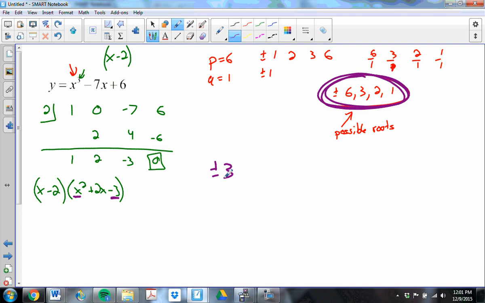My P value is, I got those backwards anyways, P is -3, Q is 1. It doesn't really matter, -3 over 1. So I'm going to try, do I think 3 works or -3 works? I think it's going to be -3. So I'm going to plug in -3 and see what happens.